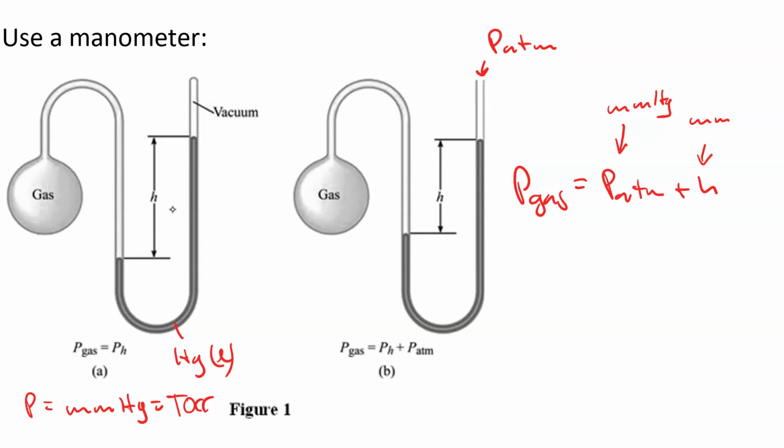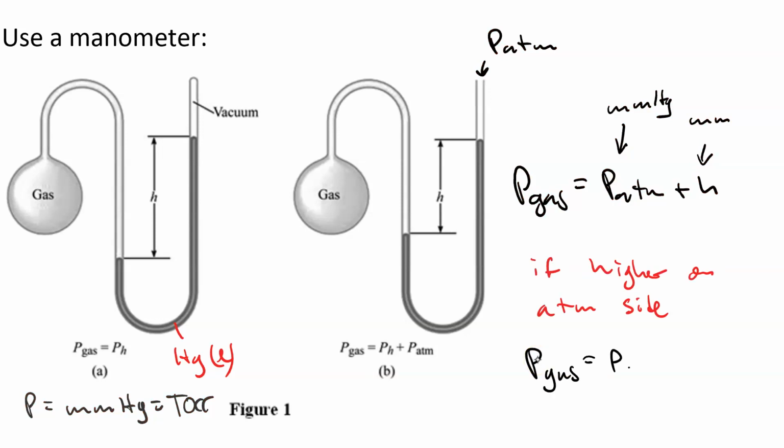If it was higher on the atmosphere side, then we could say the pressure of the gas is equal to the atmospheric pressure minus the height, right? So then we'd write P gas equals P atm minus h. And again, this works if you express your pressure in millimeters of mercury and measure your height in millimeters.